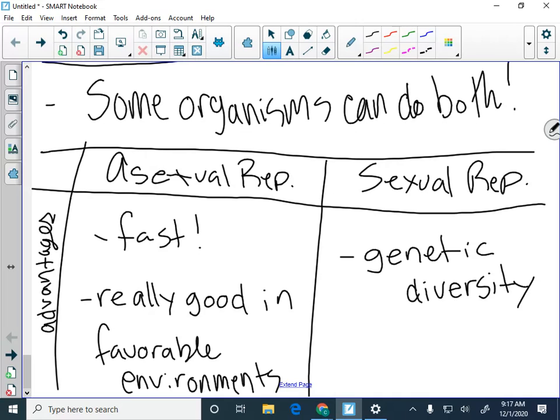We got a different kind of subsection of their DNA. That's genetic diversity, meaning even though we have the same parentage, we can have different biological outcomes. This is great in changing environments.